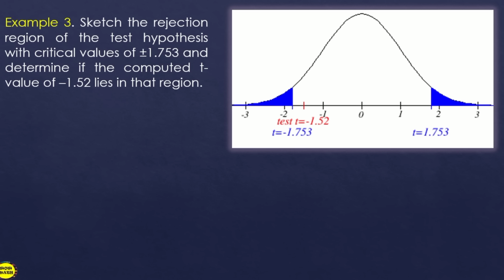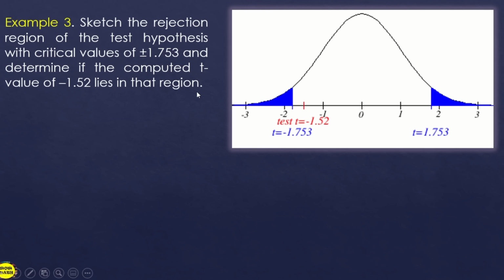Okay, we're going to sketch the rejection region of the test hypothesis with critical values of positive and negative 1.753. Since dalawa yung sign natin dito class, isang positive saka isang negative, it is a two-tailed test. Okay, so makikita natin yung isang critical region natin sa left side at yung isa sa right side. So it is a two-tailed test. So determine if the computed value negative 1.52 lies in the region.